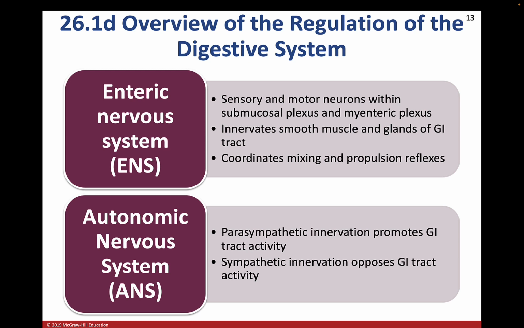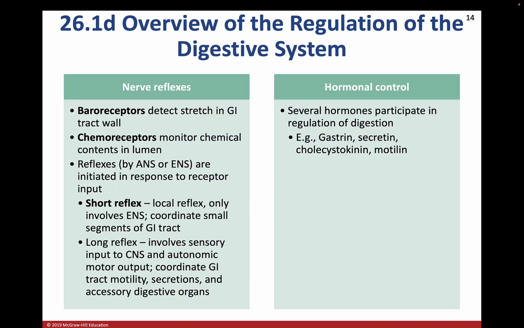And keep in mind, parasympathetic will be motor activity that promotes GI tract activity, whereas sympathetic activity will oppose activity of the digestive system. Now, if we look at nerve reflexes, keep in mind we are looking at sensory input and then also the output.